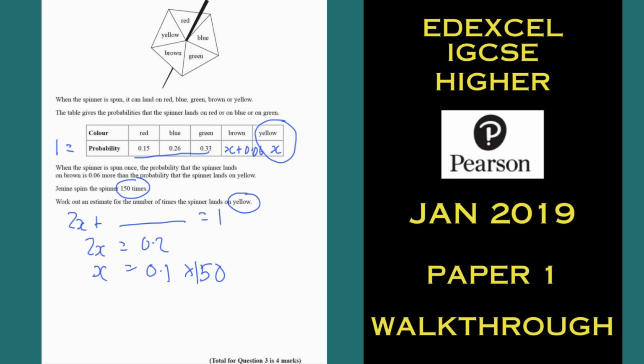150 times 0.1, you've got a 15 for a nice 4 marker. And obviously the algebra you could have done by trial and error or whatever, who cares, as long as you got there. But the algebra way, as you know, will work for much harder questions if it's not as guessable.